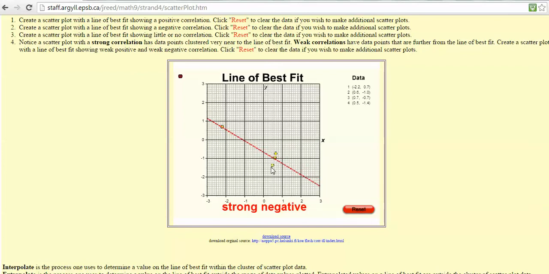Here we have a fairly strong negative, but if we add in dots further from the line, it becomes a weaker negative. The pattern is still dropping from left to right overall, but it's expanding. It's like you're blowing up a balloon, and it's getting wider.